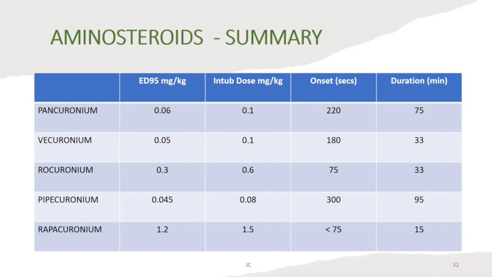Of note, pipecuronium and rapacuronium aren't in clinical practice. If you look at its properties, rapacuronium seems like a great drug and is very similar to Sux in duration and quick onset, but we don't use it because there have been lots of cases of bronchospasm and it's been withdrawn.